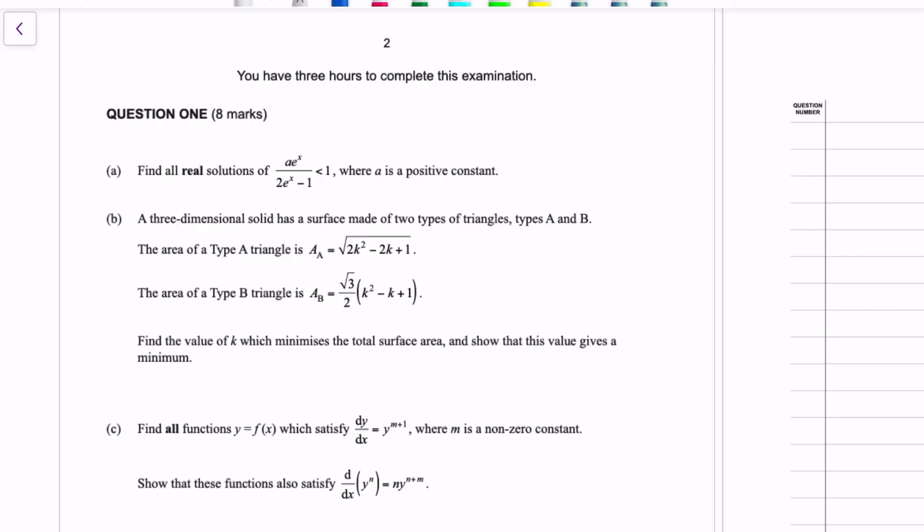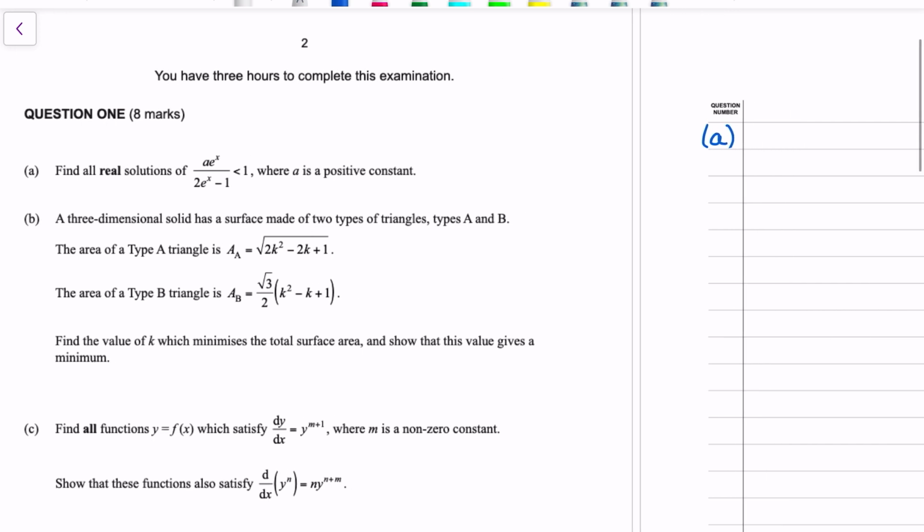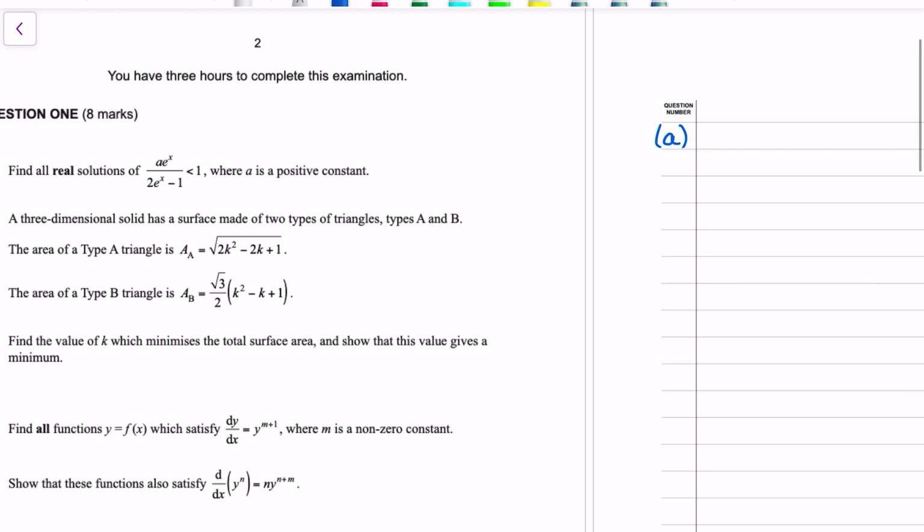So the first question here is actually quite a stink start to the exam. They don't often do this, but question 1A usually is the more reasonable, ease you into the exam kind of thing, but this definitely doesn't. It's very easy to get this wrong without realizing it.